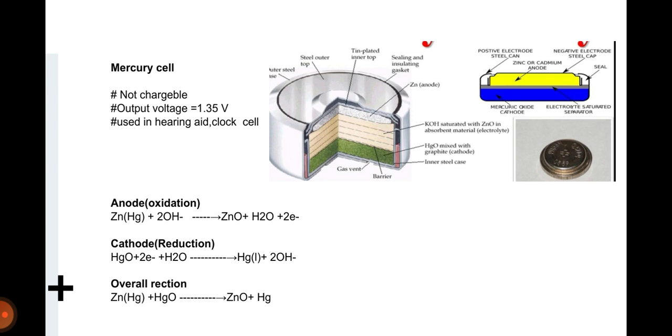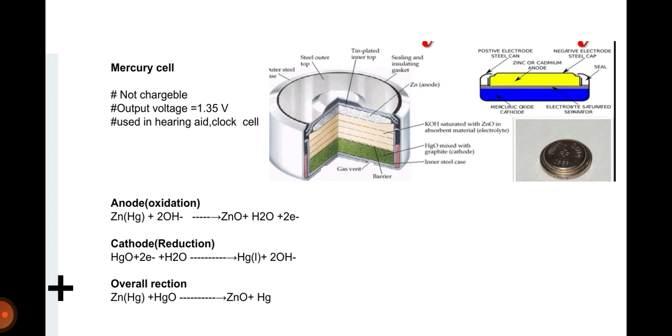In the anodic reaction, the zinc amalgam will interact with OH minus ion. It gives up two electrons and forms zinc oxide. That is, zinc takes up oxygen and forms zinc oxide and H2O, and two electrons are released. In the cathodic reaction, the HgO, mercury oxide, takes up the two electrons released from the anode, and water is involved. It is going to produce Hg plus 2 OH minus ion.